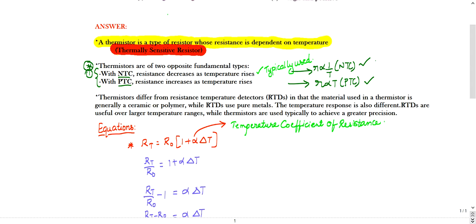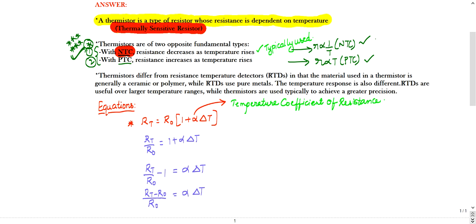Now, which one is typically used? Typically the first one, the NTC thermistor, was initially discovered and is largely available in the market, so it is widely used. Please remember, NTC is widely used. Now let us see a few more details of thermistors, then we'll go back to the question.